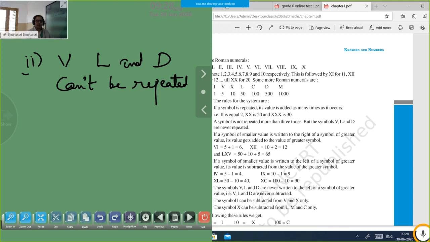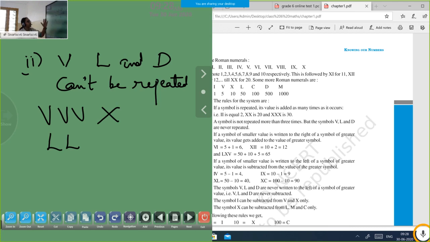Suppose children, if it is given 11 means we will write X and I. We cannot write V twice. That is a wrong way. Okay, we cannot repeat that Roman number V. We can only write V only once. L also, we cannot write L twice. That is a wrong way. Okay, we cannot write. D means 500.